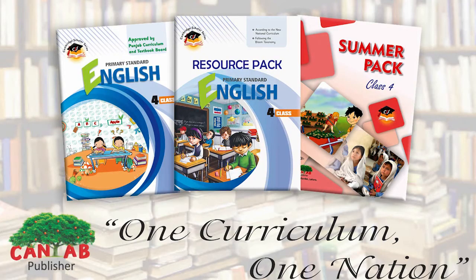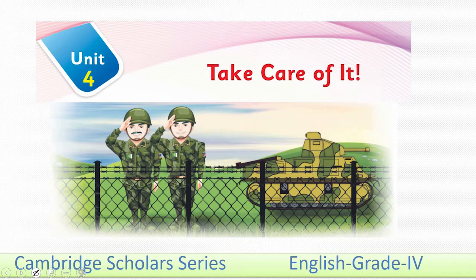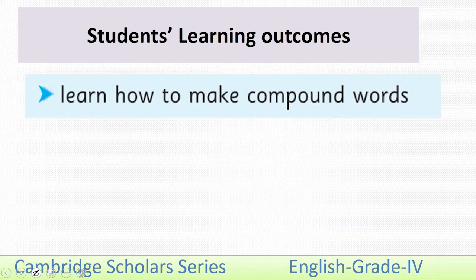Before starting the lesson, dear student, you must have with you Class 4 English textbook, resource pack and summer pack. Resource pack is for parents and teachers guidance. You can also download it from Cantab Publishers official website. We will start our lesson from Unit 4. Take care of it. SLOs of this lesson are: learn how to make compound words.